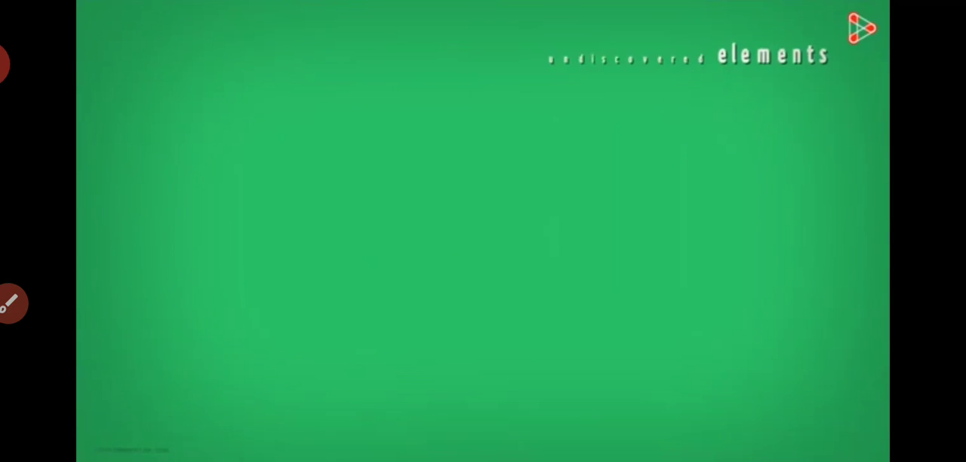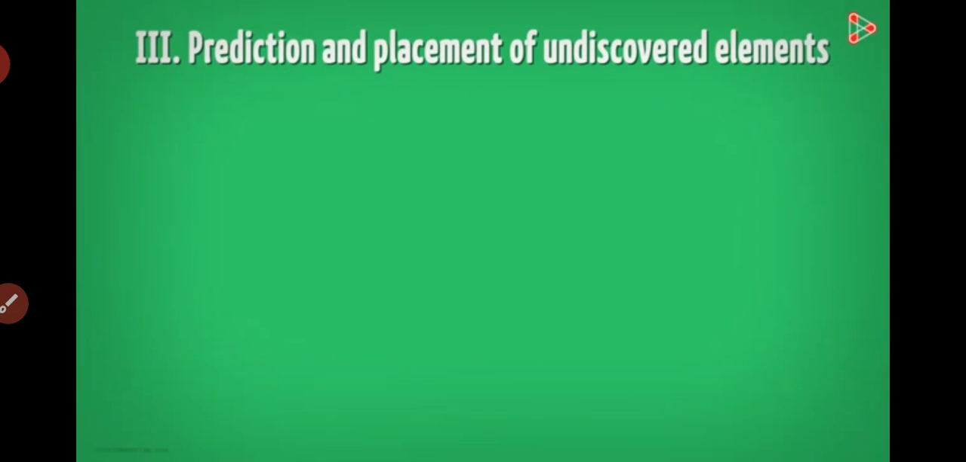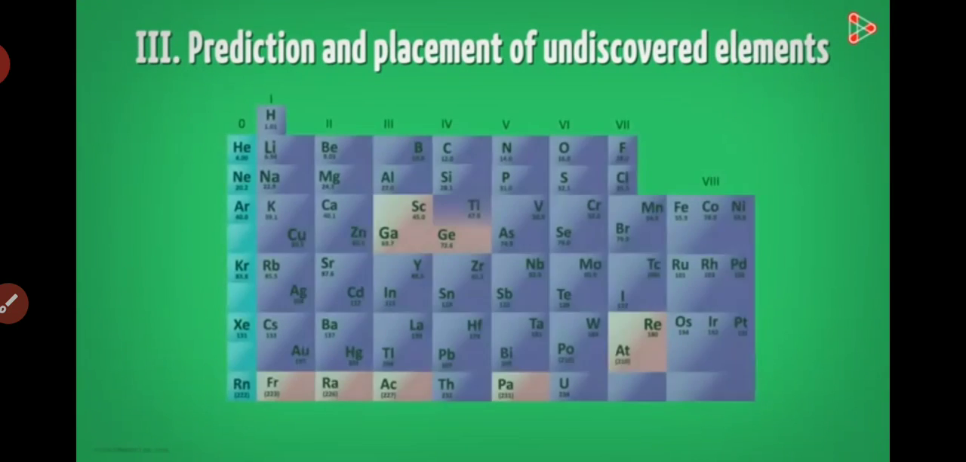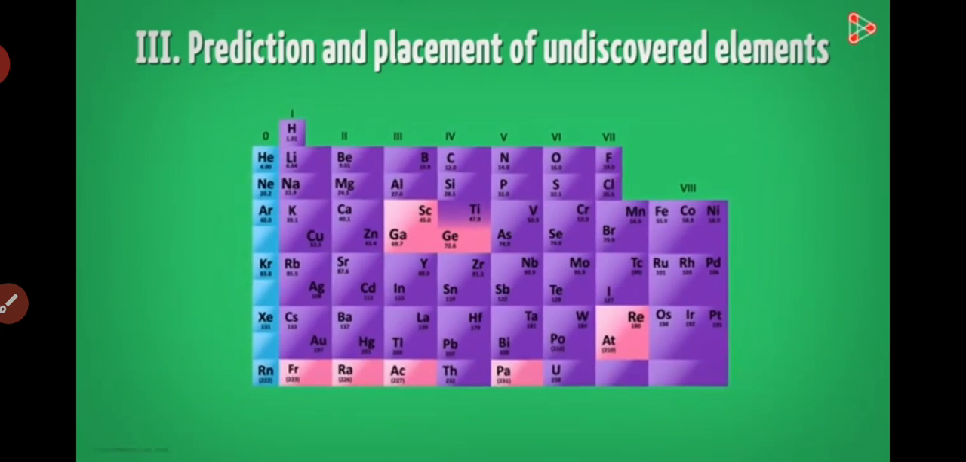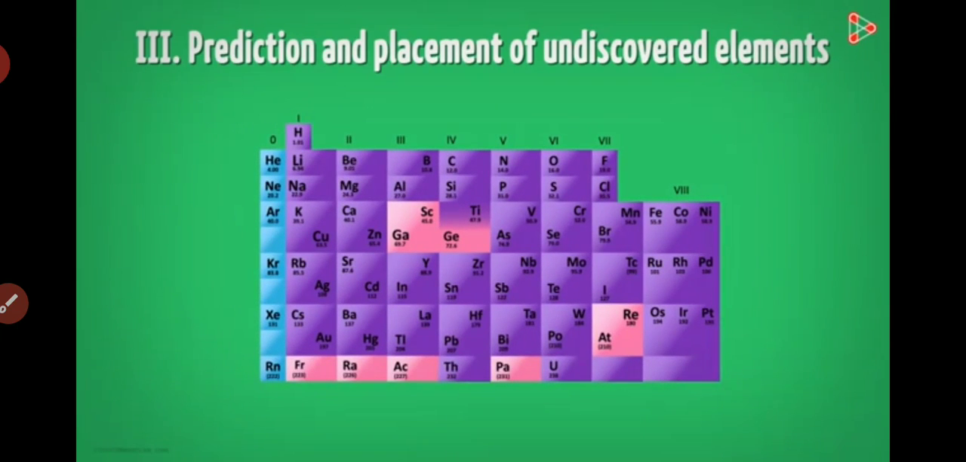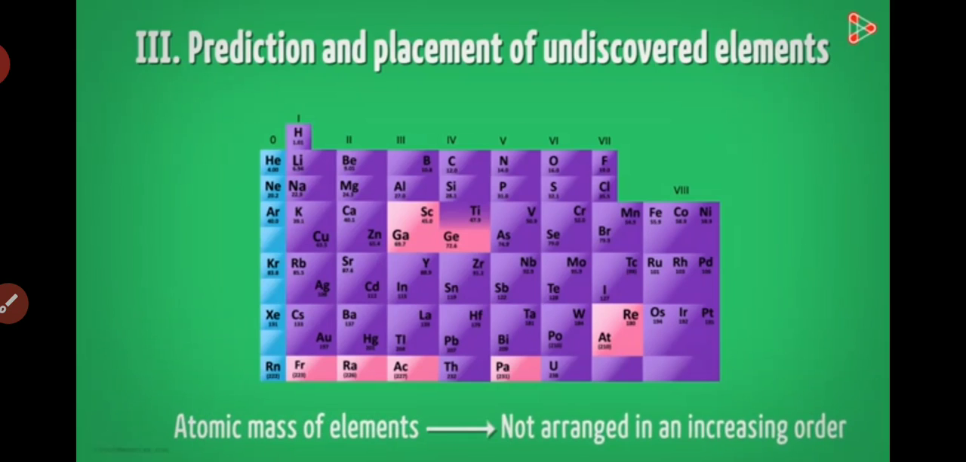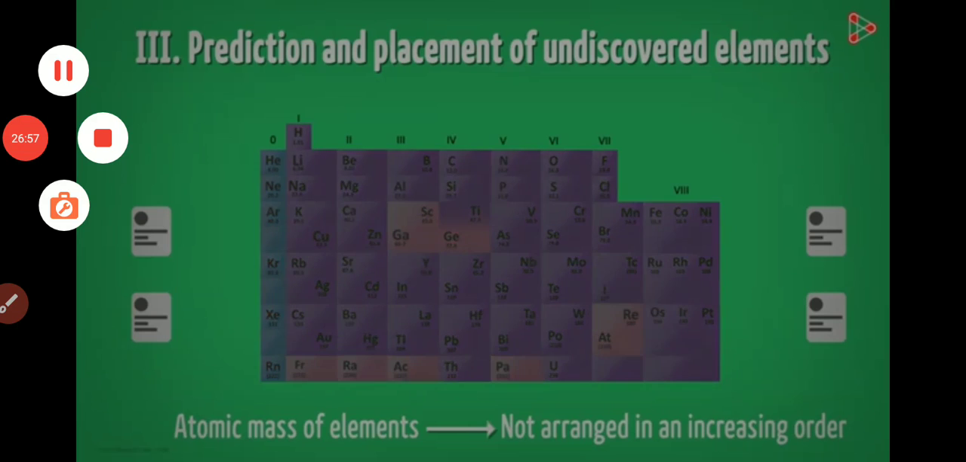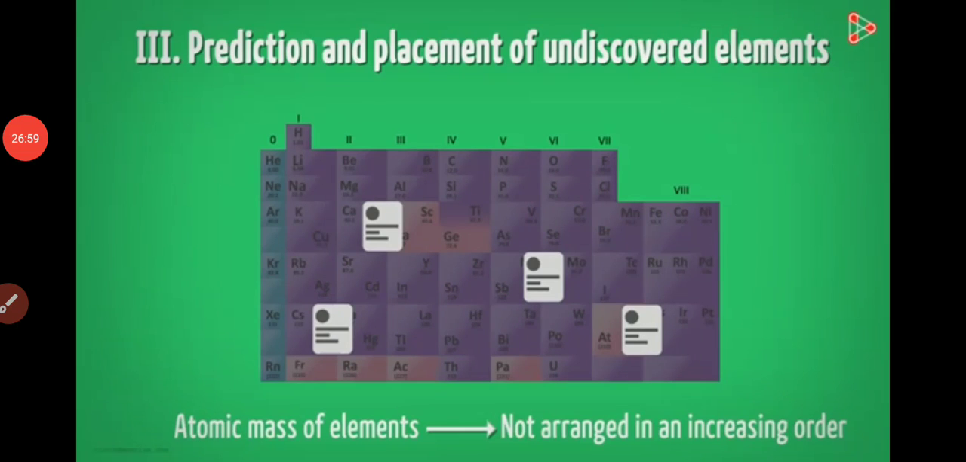Lastly, we had the prediction and placement of undiscovered elements. The previous table by Mendeleev was based on atomic masses of elements. However, the atomic masses of elements were not arranged in a constantly increasing order. Hence, if newly discovered elements were to be placed in the table, then their position would be confusing.